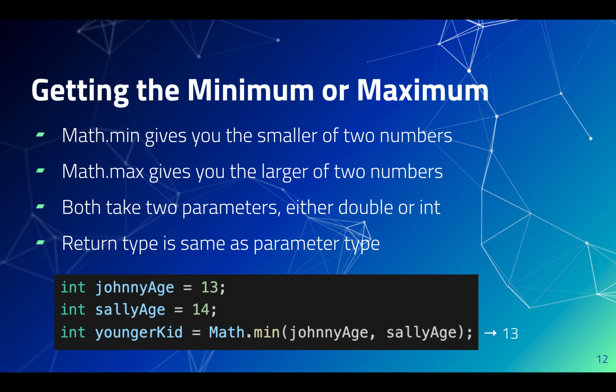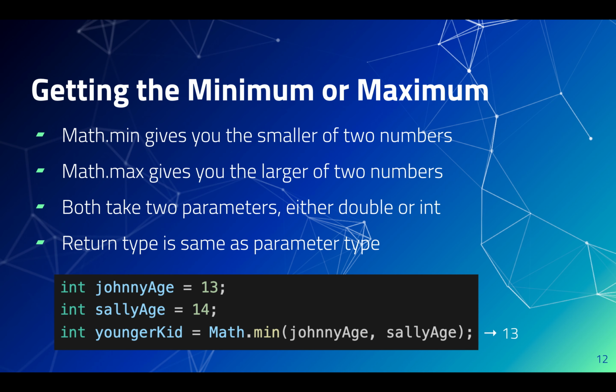So if you have two numbers and you want to find the larger or smaller number, you could use an if-else statement to figure it out. But that's extra work. So instead, you can use the Math.max or Math.min methods. These methods take two numbers and they return the larger or smaller number depending on which one you use. You can use doubles or ints in the method, and it'll return the same data type that you put in.